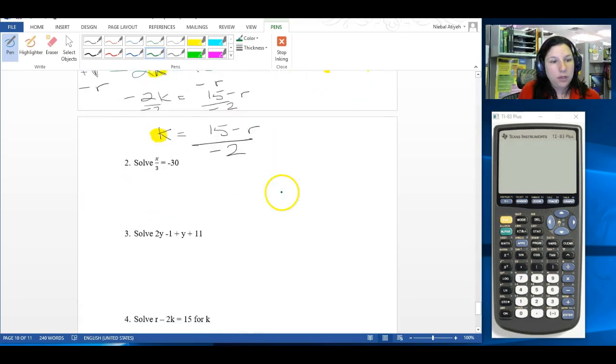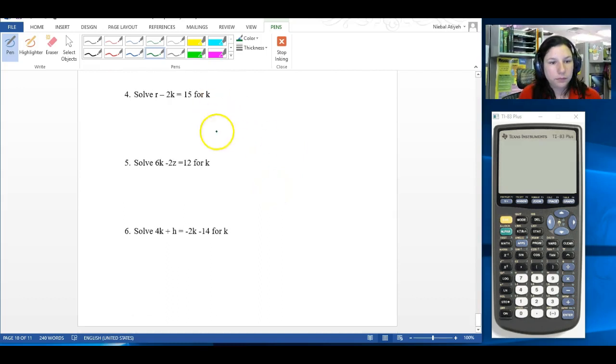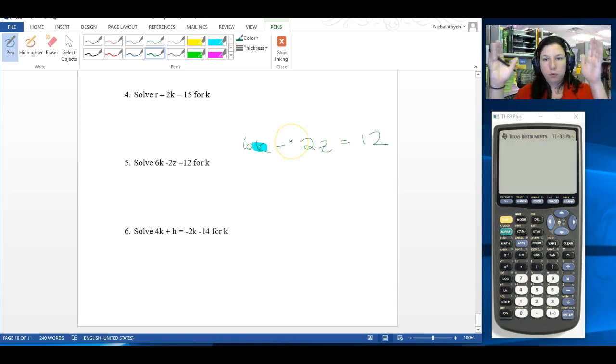6k minus 2z equals 12. I want to solve for k. I want to get the k by itself. What's happening to it? It's being multiplied by 6 and then minus 2z. So we're going to undo. Remember, we're going to undo what's farthest first, so work outside in. Plus 2z, plus 2z. So this is 0.